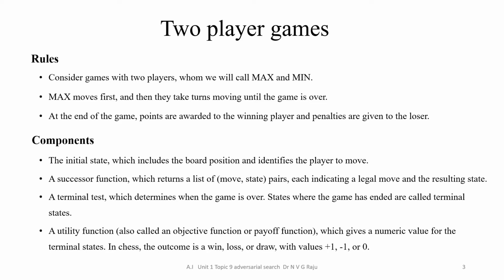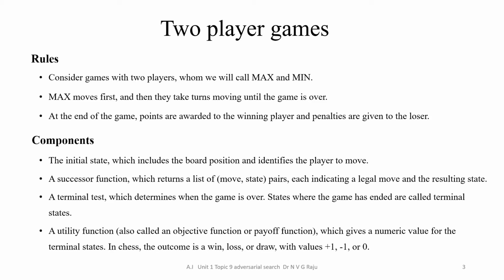The basic rules are: consider games with two players, where one player is called max and the other player is called min. The max player always moves first, then they take turns, with min moving next, until the game is over. At the end of the game, points are awarded to the winning player and penalties are given to the loser.